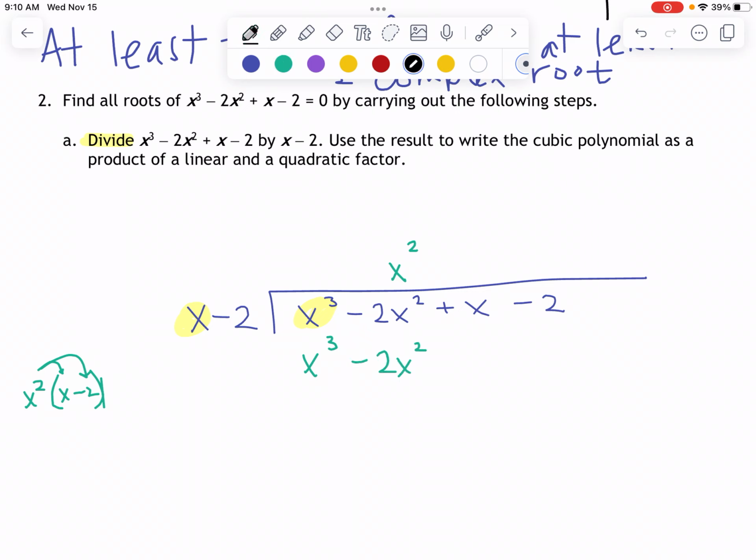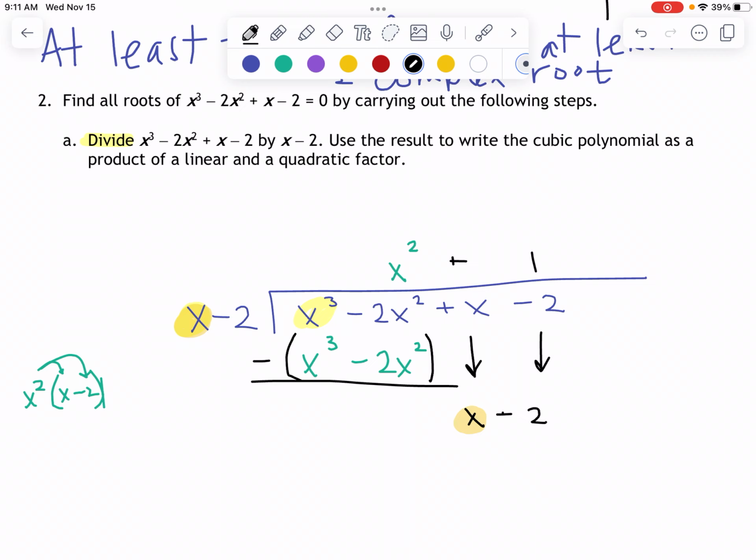Okay, so now my job is to subtract these. And I know x cubed minus x cubed is 0. And a negative 2x squared minus a negative 2x squared, that's like plus 2x squared, that gives me 0. Okay, so I got nothing there, so I can bring down my x minus 2. All right, so this one's moving kind of fast, so that's good. So now I'm going to take a look at my x and my x. And I know that x times a positive 1, okay, so I can put a 1 up here, gives me x squared.